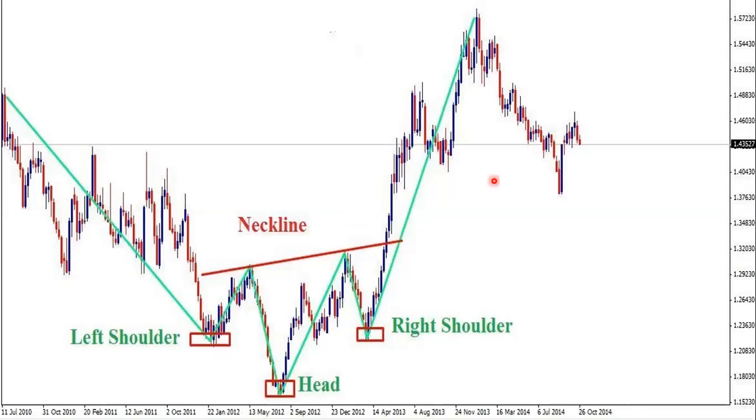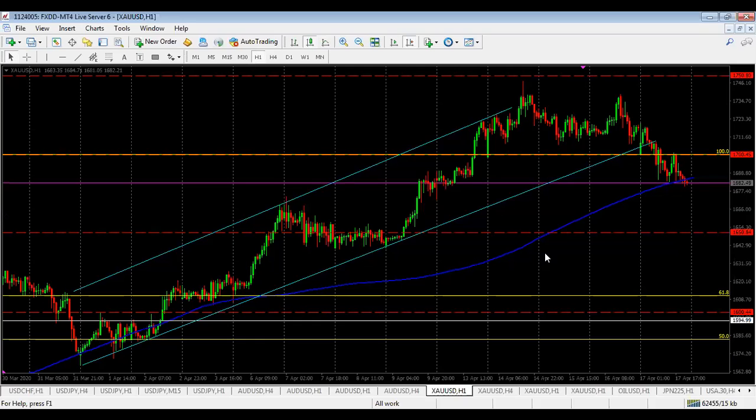Now let's go quickly. Okay. I was making on, this is the gold, by the way. This is the chart of the gold.